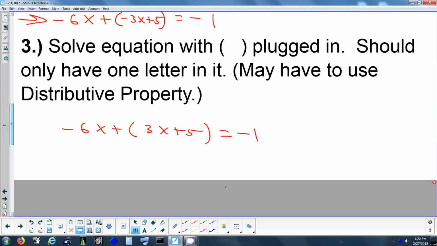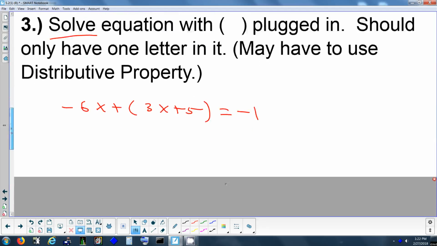Step 1, identify, right? Which one's isolated? Step 2, take what's isolated, plug it in. Step 3, now we're going to actually solve. Okay. So now we have a negative 6x and a positive 3x. Are those like terms?